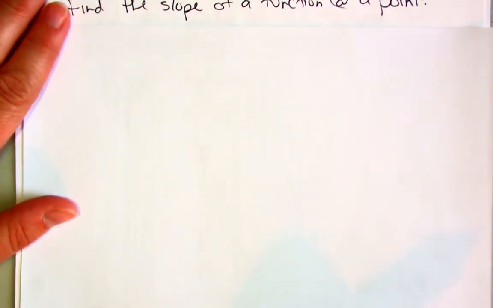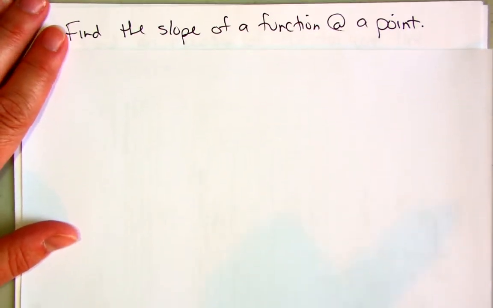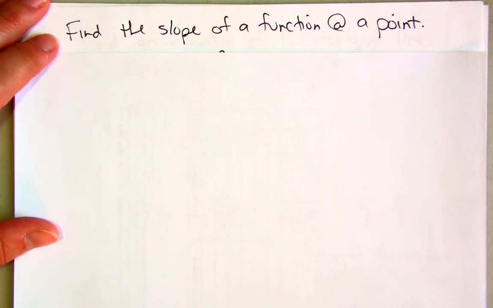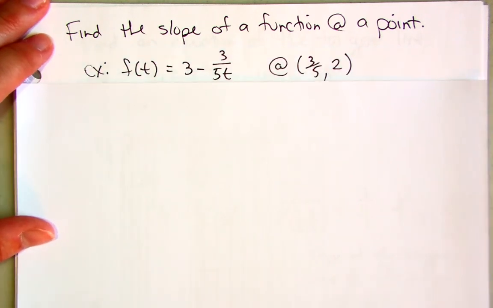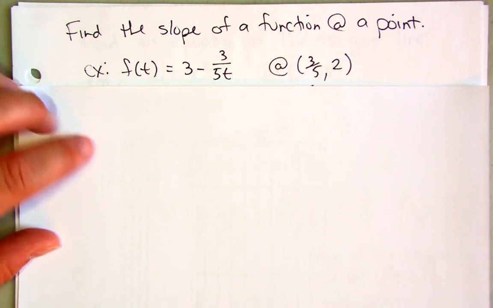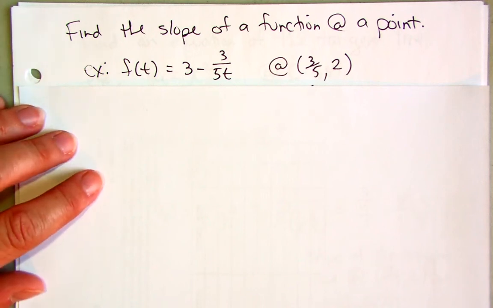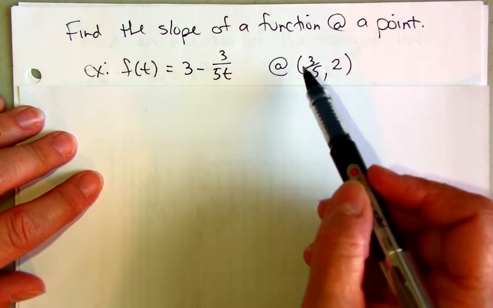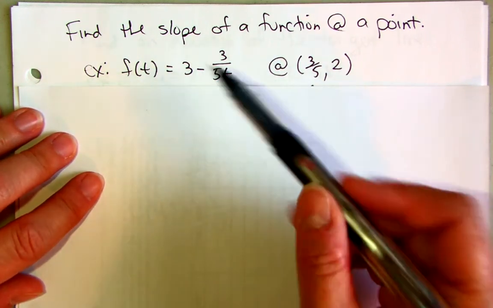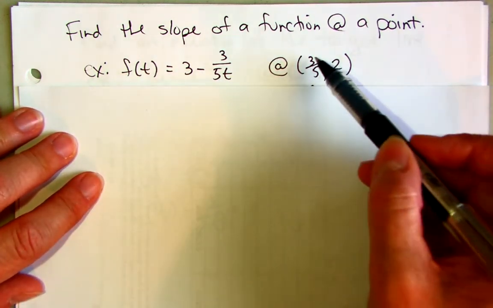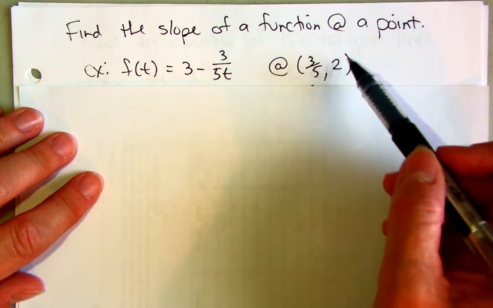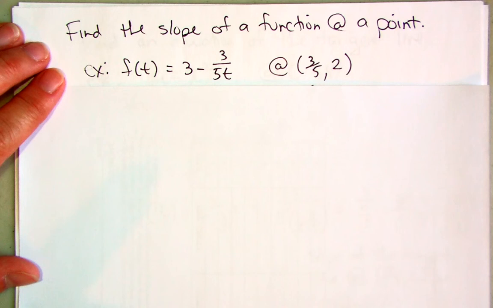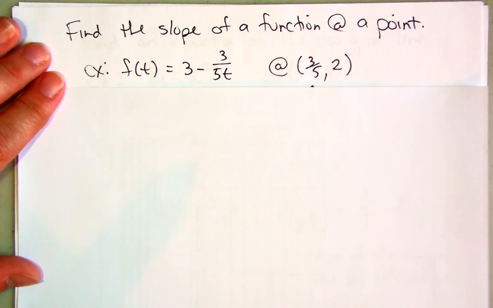All right. Now we're going to expand today's lesson. We're going to find the slope of a function at a point. For an example, I have this function f of t equals 3 minus 3 over 5t, and we want to find the slope of this function, whatever it looks like, at the point 3/5, 2. We know how to do this with the limit definition. Let's learn how to do this using the rules of differentiation.